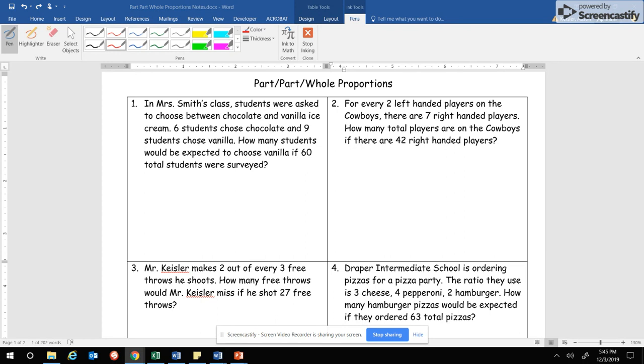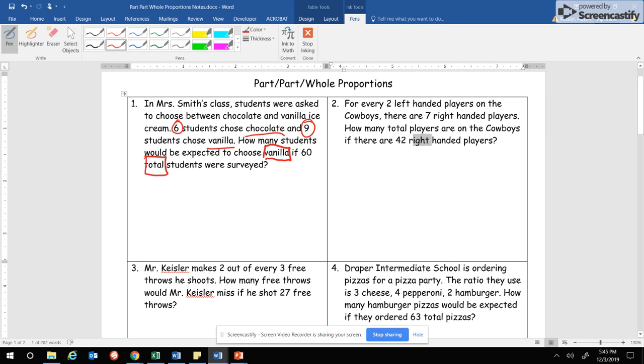So number one says, in Miss Smith's class, students were asked to choose between chocolate and vanilla ice cream. 6 students chose chocolate and 9 students chose vanilla. And it wants to know how many students would be expected to choose vanilla if 60 total students were surveyed. So we're going to be really specific. I know we're going to label these, but we're going to be specific on looking at the question for these, because these are asking for information that isn't given in the first ratio. So this says how many students would be expected to choose vanilla if 60 total students were surveyed.